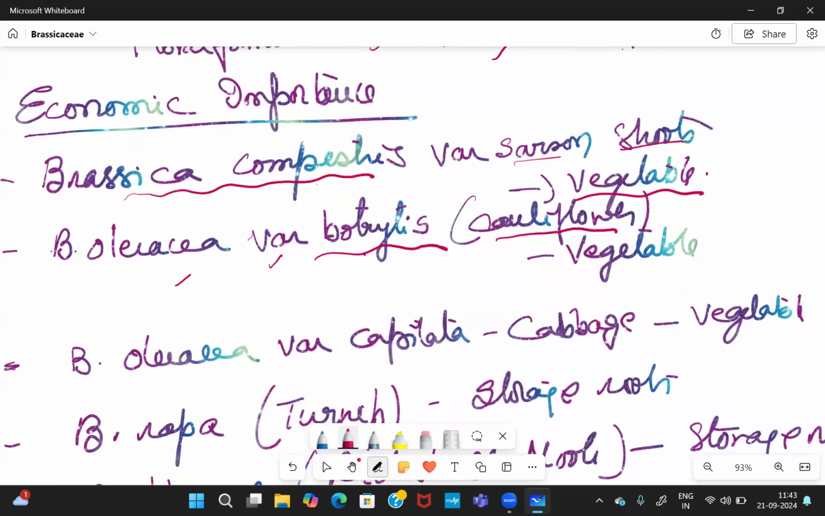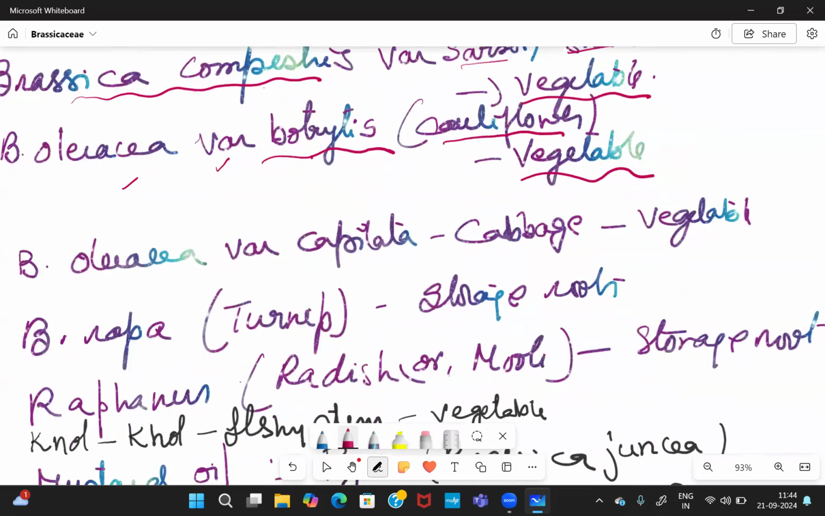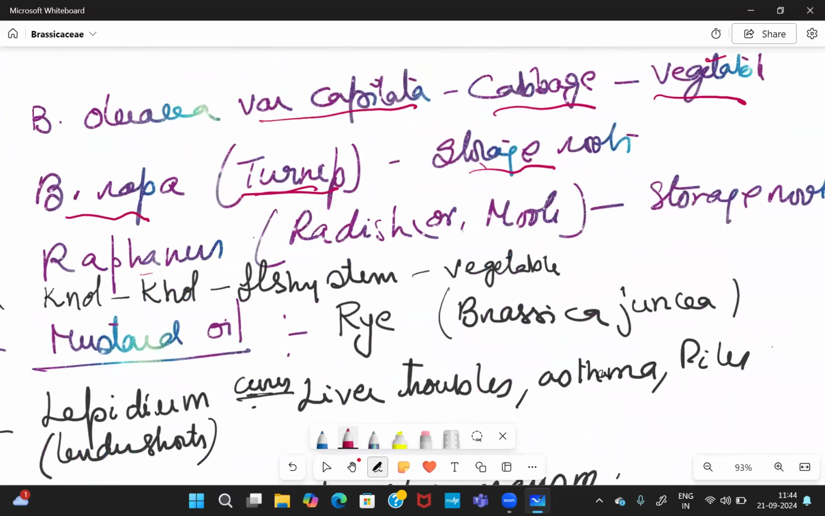Cauliflower is an underdeveloped floral part, but we use this as a vegetable, a compound corymb you can say. Then Brassica oleracea variety capitata: the leafy part we take, that is cabbage, also used as a vegetable. And Brassica rapa, that is turnip. We studied this under storage roots, which store food material. Then Raphanus, radish, also a storage root.